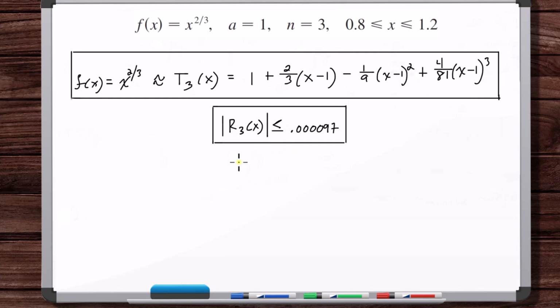Okay, now let's go ahead and graph the actual R sub 3 of x. That is equal to what? We know it's the absolute value of the function minus all of this. So I'm just going to put, I can plug this into Desmos, x to the 2/3 minus all of this. So let's graph that and see what the actual maximum error is.